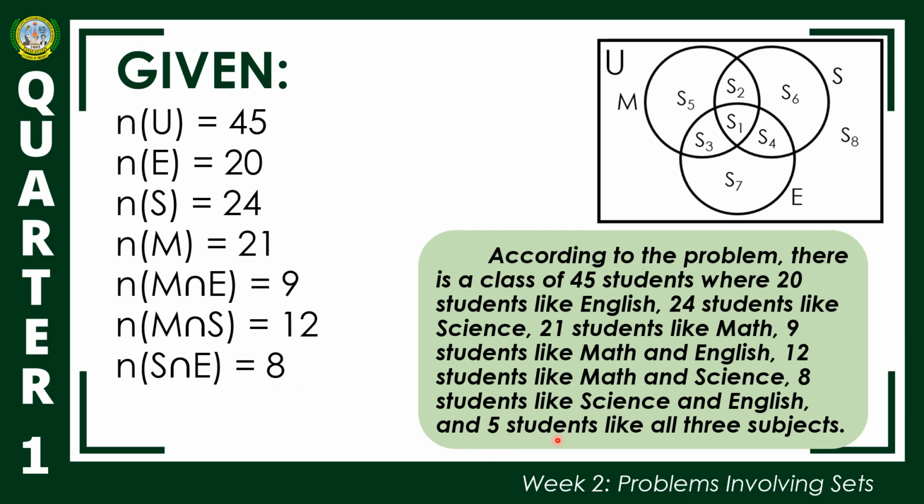Lastly, 5 students like all 3 subjects. Ang keyword po natin ay all. Again, pag sinabi pong all, ito po yung nasa intersection nung tatlong sets. So, base po sa ating Venn diagram, ito po yung S sub 1, which means the cardinality of S sub 1 is 5. So, dahil naman po alam na natin na merong exactly 5 elements dito, pwede na po nating isulat siya sa loob ng ating Venn diagram.